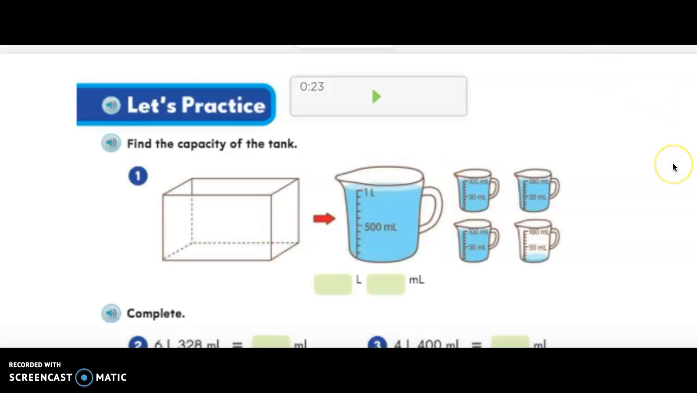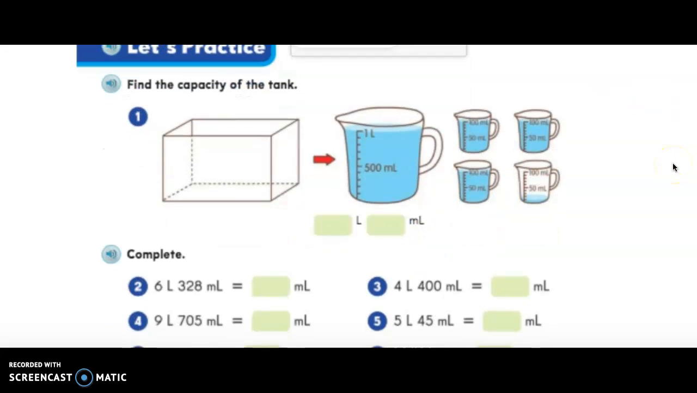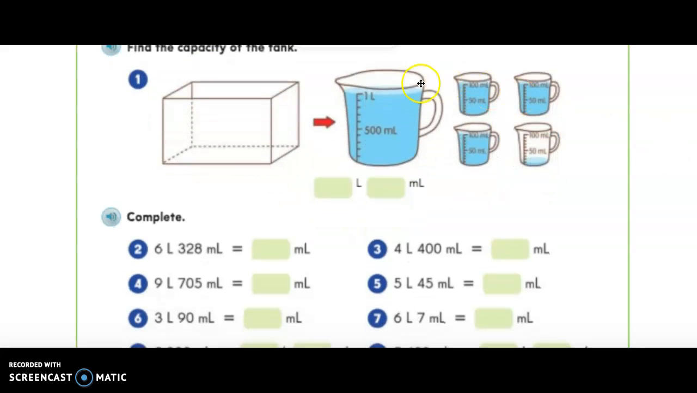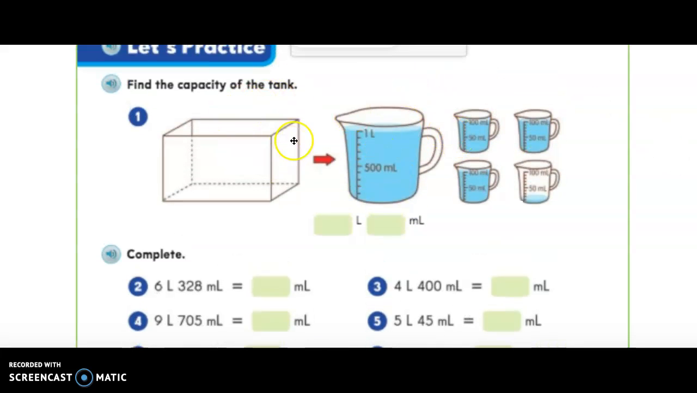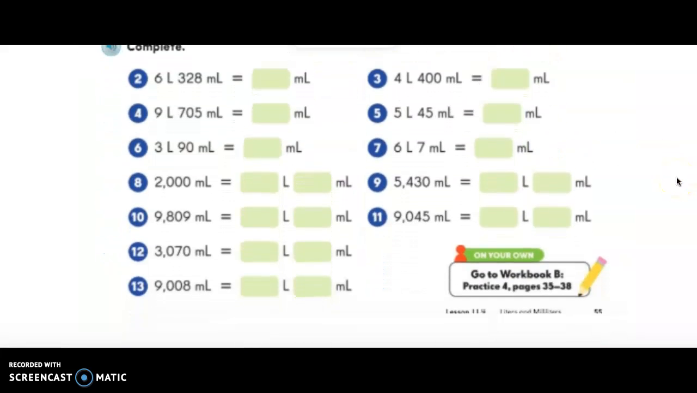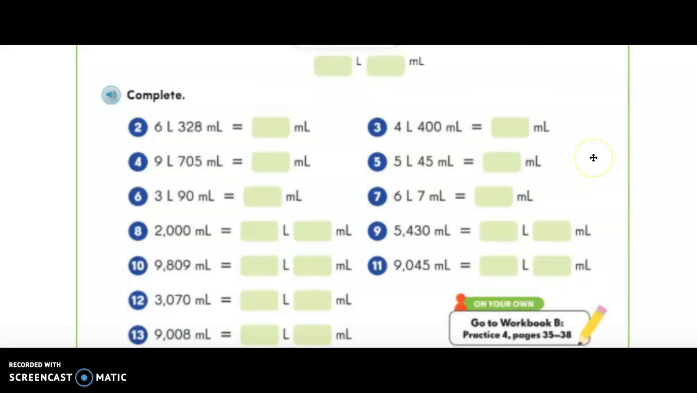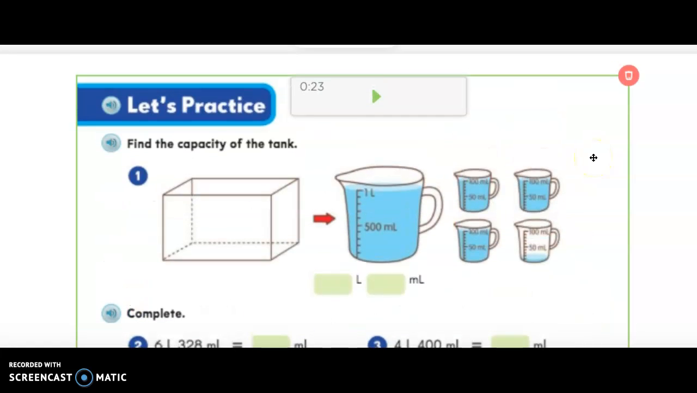All right, so this is going to be your practice. It combines what we did yesterday and today. For the first one, you're finding the capacity of the tank. So you need to add up all of these measuring cups. And then you're working on some conversions. Please raise your hand once you finish on ClassKick. And then you are completing your workbook pages 37 and 38. Post a picture on Seesaw once you finish and put it into the math folder.